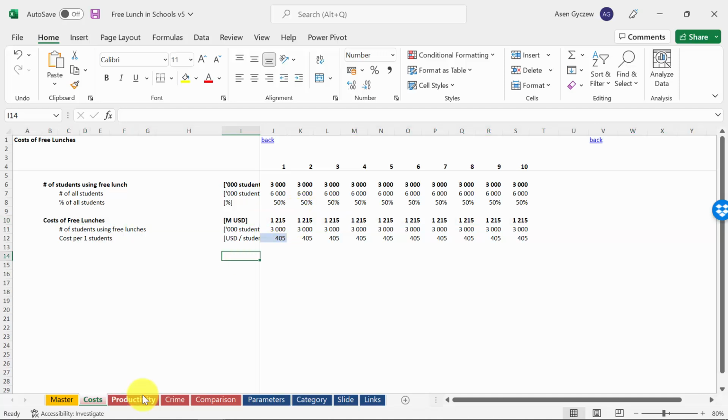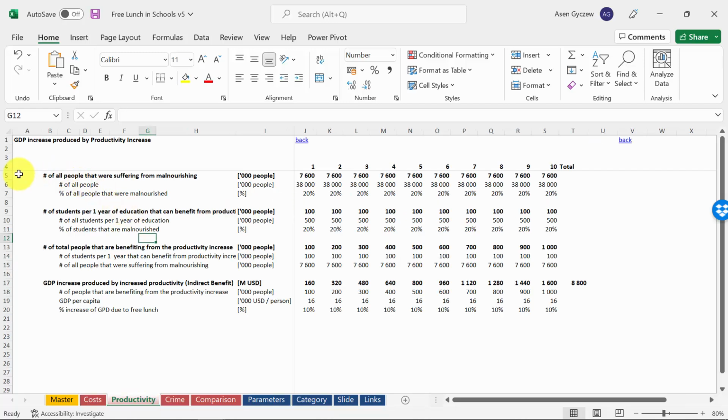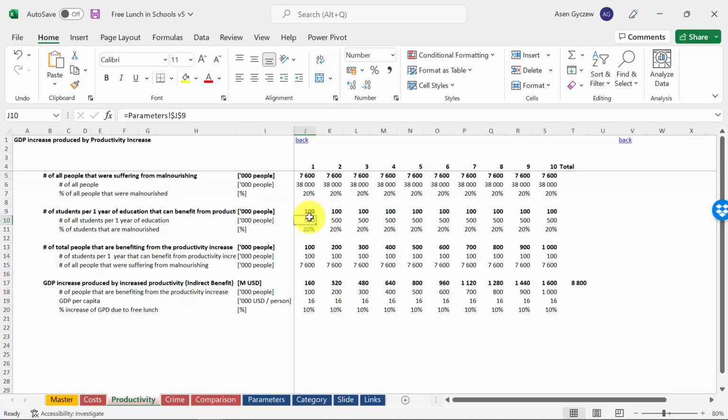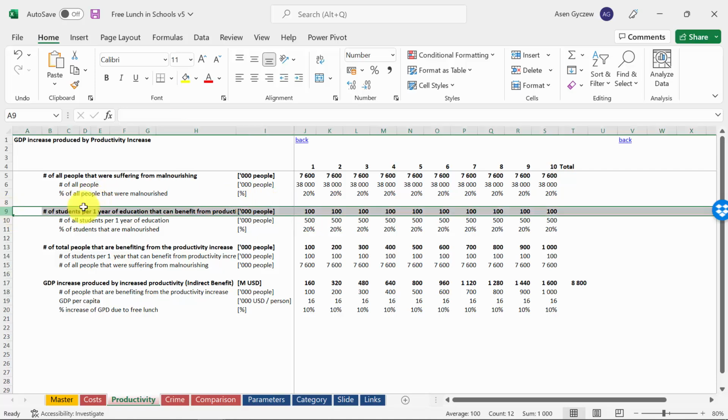Now let's see what we got when it comes to the benefit from productivity increase. As I have mentioned, first you have to estimate how many people in the whole population are currently malnourished. And as you can see, it's 7.6 million people. Ideally, we want to get it to 0. But you can't do that right away because you are providing lunch only to people who are young, so they are at school. In other words, only students get the free lunch.